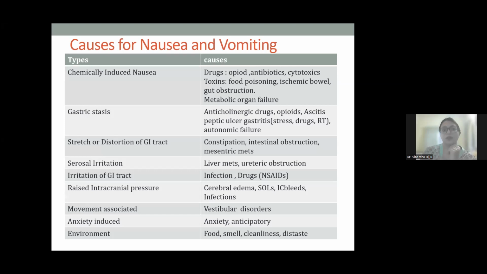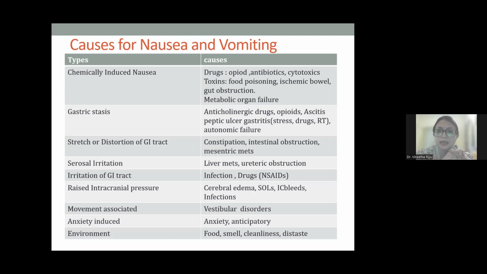So, coming to the causes of nausea and vomiting. We have different causes, like you all were mentioning in the chat box. Chemically induced nausea could be one of them. Say opioid therapies, we have been talking about managing pain with opioids, right? It can be weak opioids like tramadol or codeine, or strong opioids like morphine. These drugs can induce vomiting. It can be self-limiting, so probably you need antiemetics only for the first few days. But definitely we know that antibiotics, cytotoxics, these chemotherapy drugs, all these can cause nausea. And again, toxins, like food poisoning, ischemic bowel, gut obstructions, metabolic organ failures, which could lead to uremia, for example.